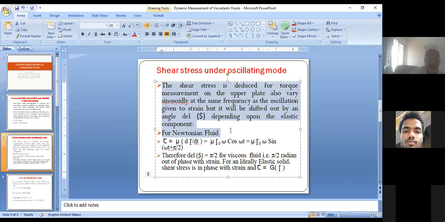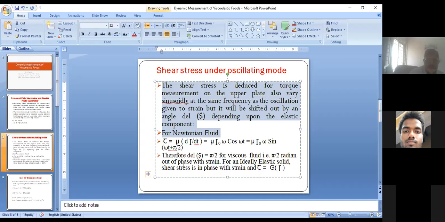There may be two types of conditions: one is viscous and the other is elastic. If it is only viscous, then the stress will be pi by 2 radian out of phase with the strain. And if it is only elastic, the stress will be in phase with the strain. And when elasticity and viscosity are both present, then the value of delta will be between 0 and pi by 2.